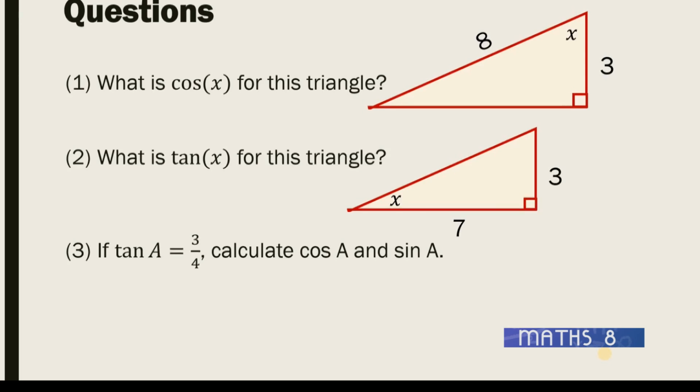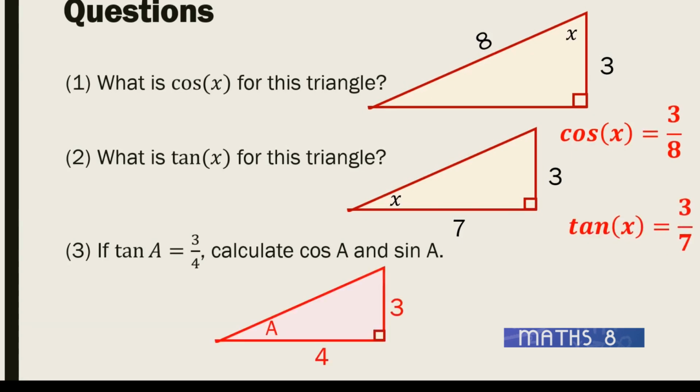Here are the answers. For number 1, cos x is the adjacent, which is 3, over the hypotenuse, which is 8. So cos x equals 3 over 8. For number 2, tan x is the opposite over the adjacent, which is 3 over 7. For number 3, we should draw a picture first. Tan A is 3 over 4, so the opposite over the adjacent is 3 over 4. We can then use Pythagoras to find that the hypotenuse is 5. So now cos A is 4 over 5 and sine A is 3 over 5.